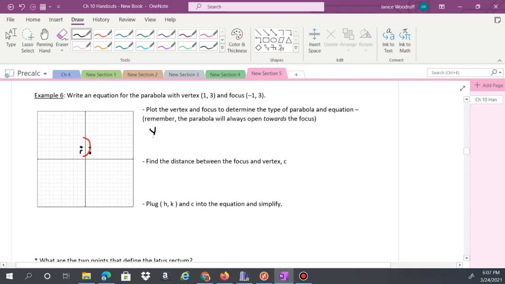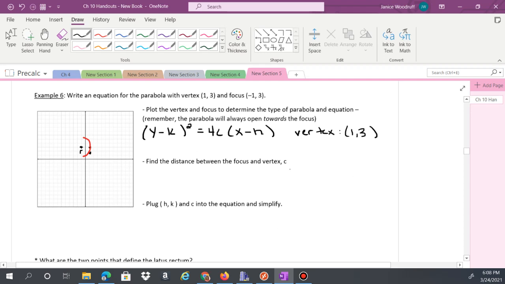So we're going to go y minus k squared equals 4c times x minus h. The x is not squared. The only time they're both squared is in the other three types of equations. For parabolas, only one of them is squared. So that's the first thing. The second thing is I know what the vertex is. I know the vertex is 1, 3, so I can plug that into the equation.